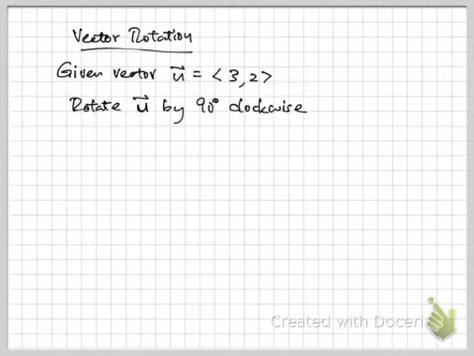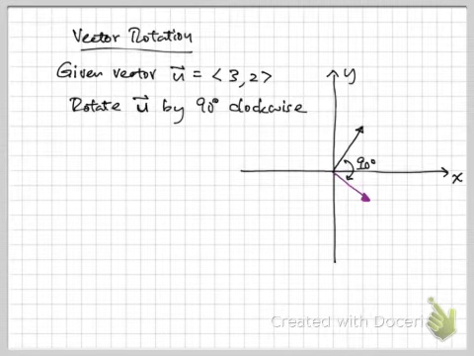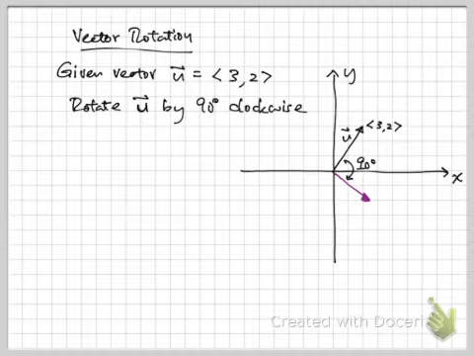So let's talk about vector rotation. If I'm given a vector u equal to 3, 2, what vector would it be after I rotate it by 90 degrees clockwise? I plotted out the original vector. This is going to be u with the components 3, 2. If I want to rotate 90 degrees clockwise, it's going to end up in the position I've highlighted in purple.